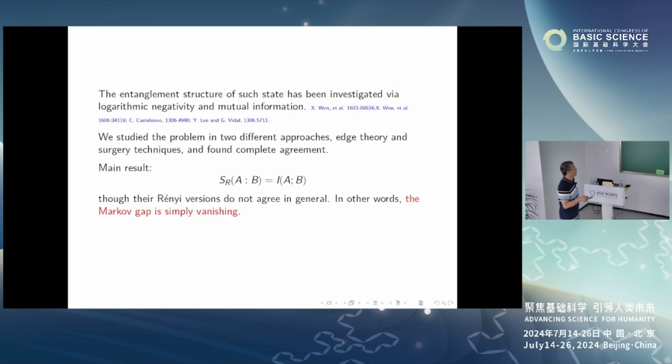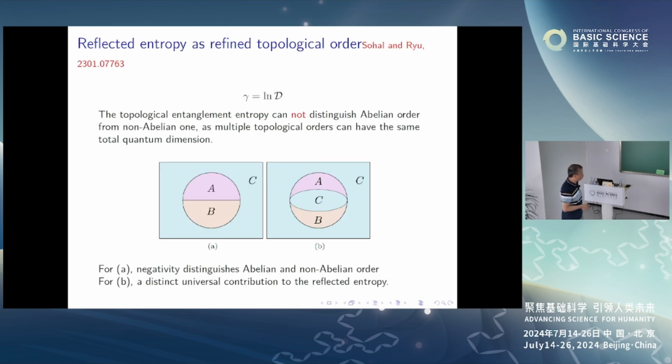And the main result is that the entropy in this setup between A and B is exactly the mutual information between A and B. That means the Markov gap in this case simply vanishes. Even though if one considers the Rényi version, they do not agree in general. But after you take the limit n and m tend to 1, you will get this relation. And this is not the whole story.